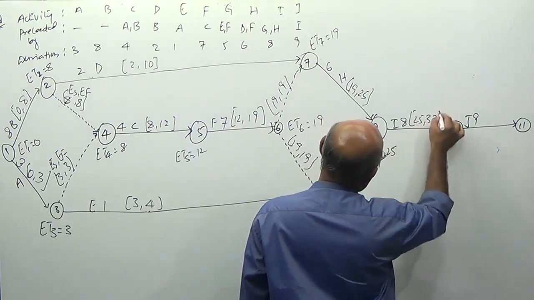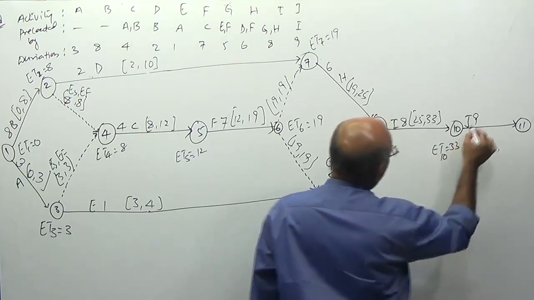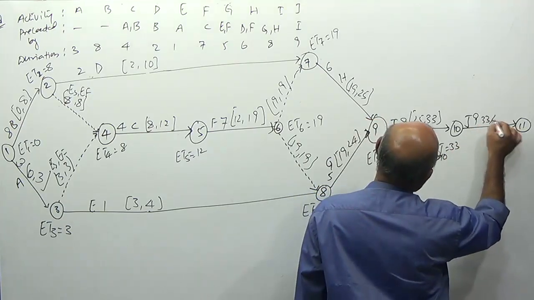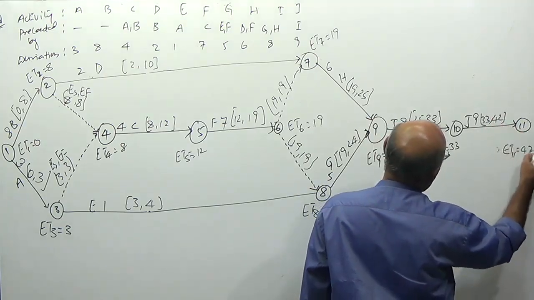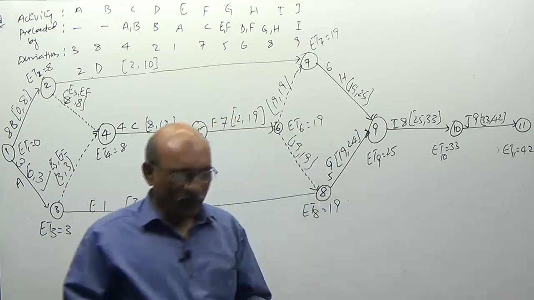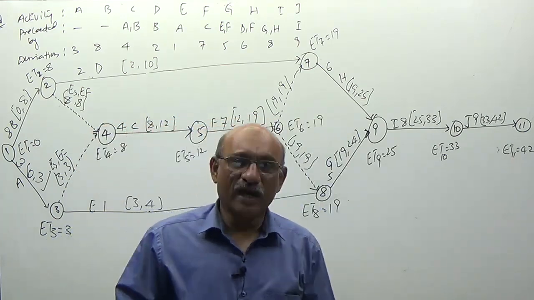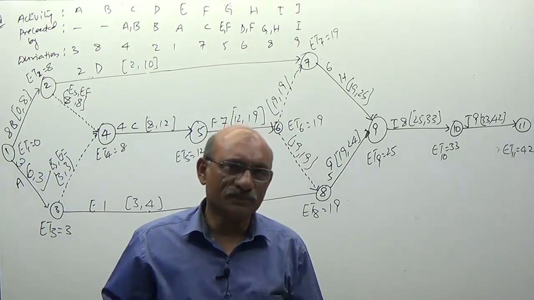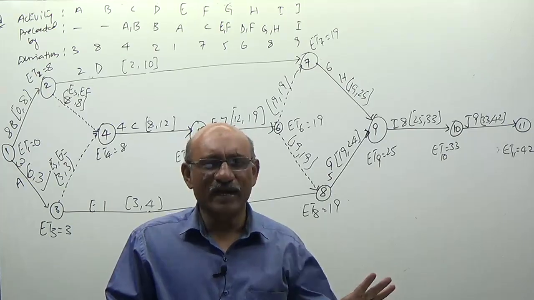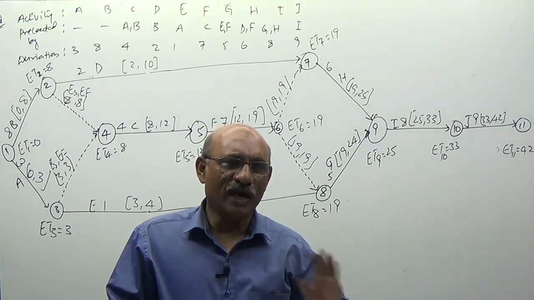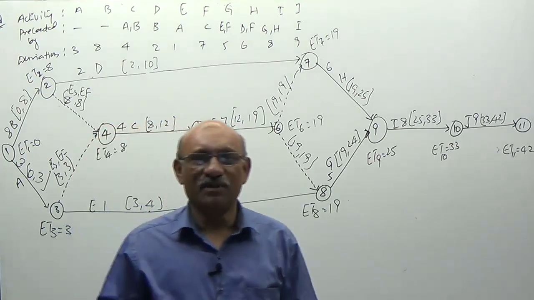25 plus 8, 33. Earliest timing of 10 is 33. 33 plus 9, 42. Earliest timing of 11 is 42. When shall we complete the network? On the 42nd day, earliest we can complete the network. Every time, sir, everyone is feeling very comfortable with earliest timings. The problem will come with only latest timings.